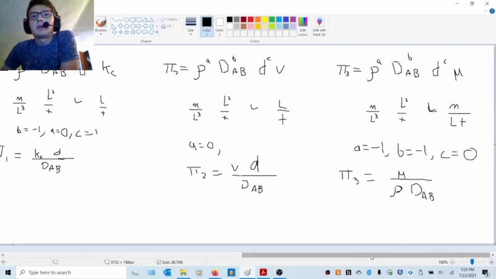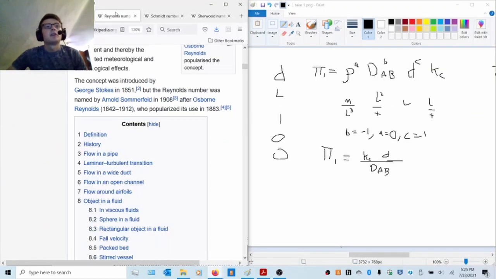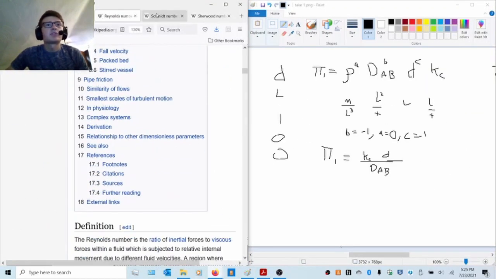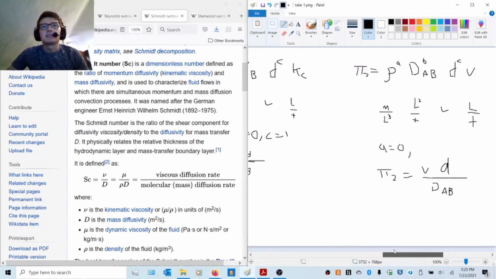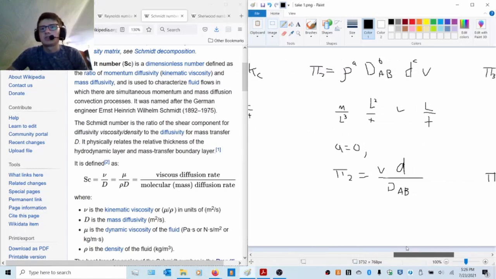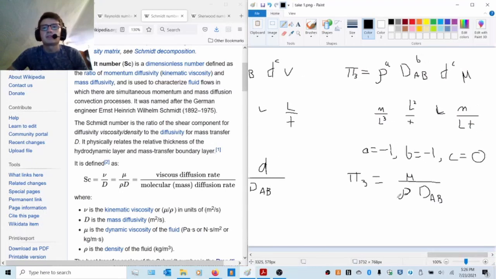So with all that in mind, we can actually find some dimensionless numbers in this. So what is the Reynolds number? Actually, the Reynolds number isn't going to be very helpful here. We have the Schmidt number. Do any of these look like the Schmidt number? Well, not 1, not 2, but 3. Oh man, look at that. It's the same thing. So pi 3 is the Schmidt number. That's one of our dimensionless groups.